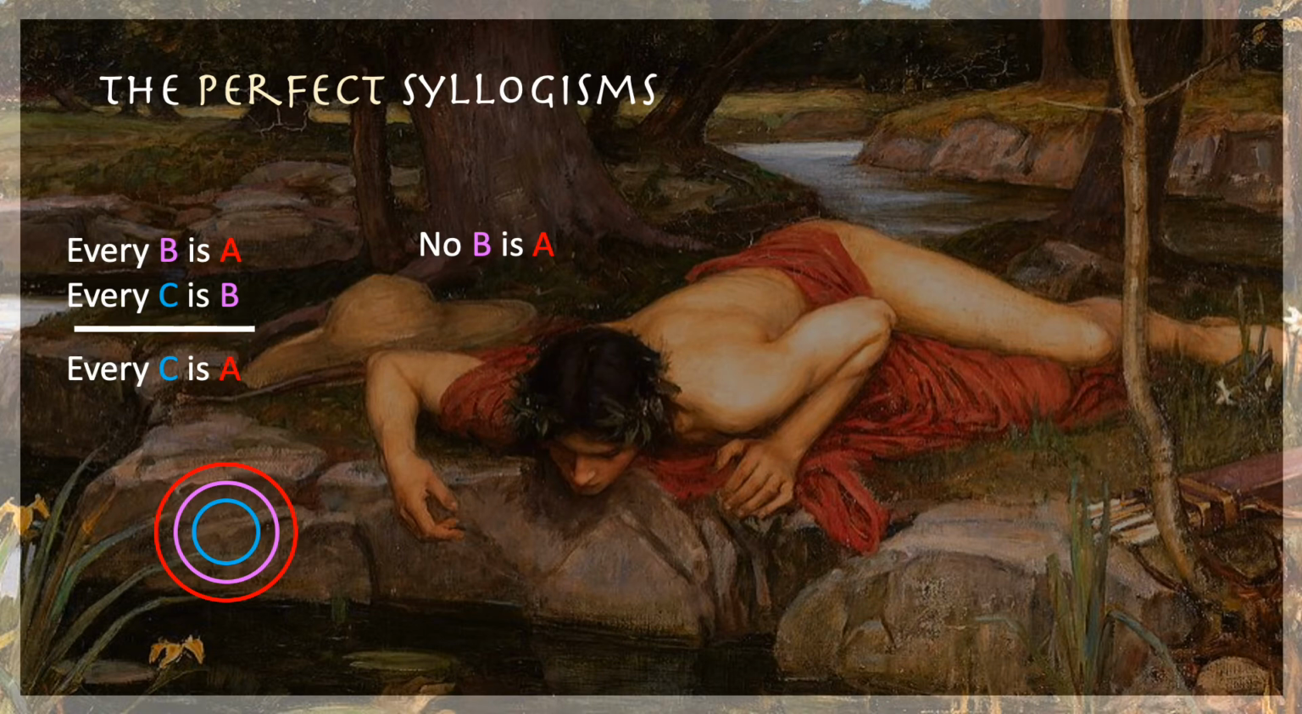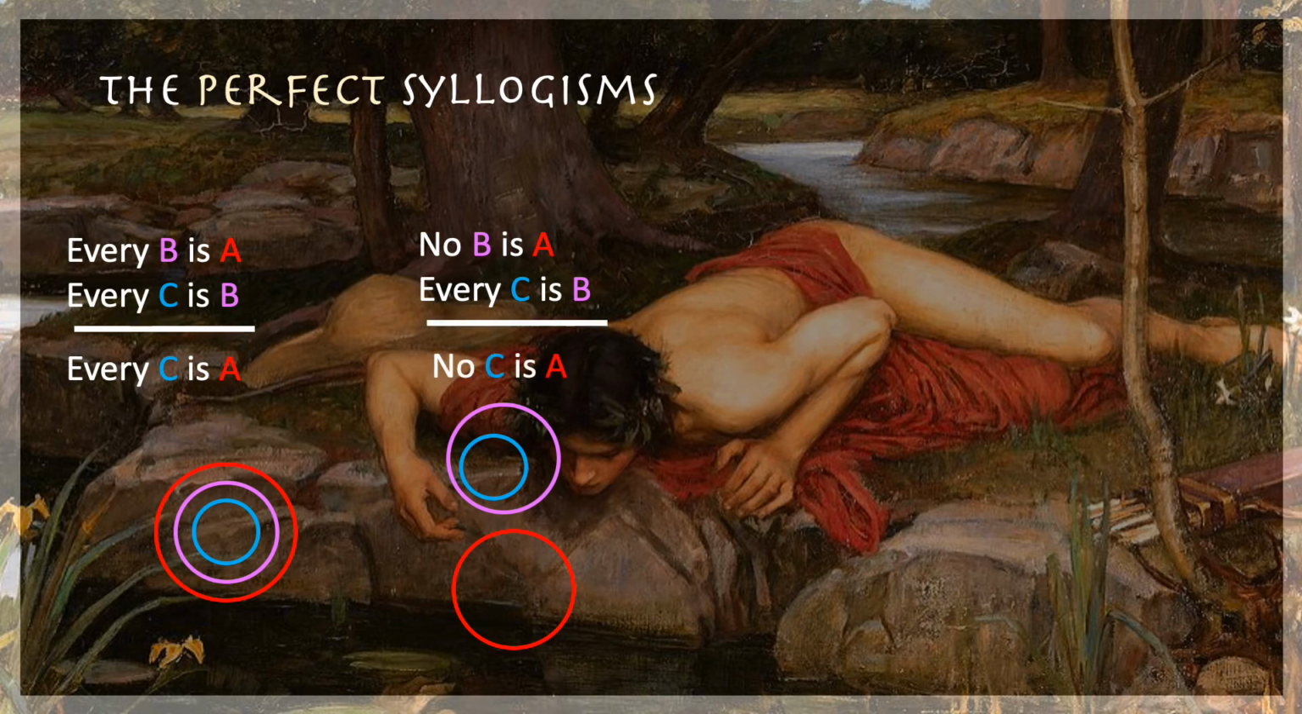The second perfect syllogism begins with a negative universal proposition, no B is A. This can be represented by two circles entirely outside each other. The second premise is every C is B. This can be represented by a circle within B. The conclusion drawn is no C is A. This is obviously already true from what we've already drawn for the premises. After all, if C is entirely within B and the circle B is entirely outside of A, then we don't need to draw anything more to see that C is entirely outside of A.